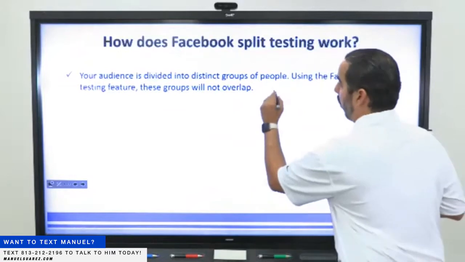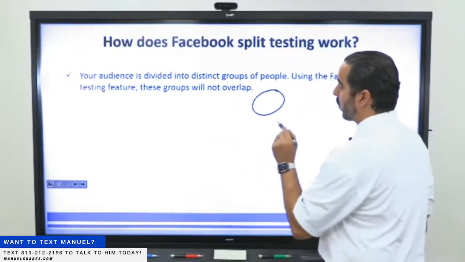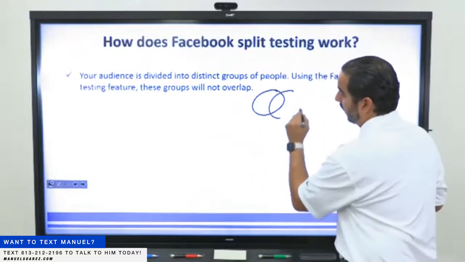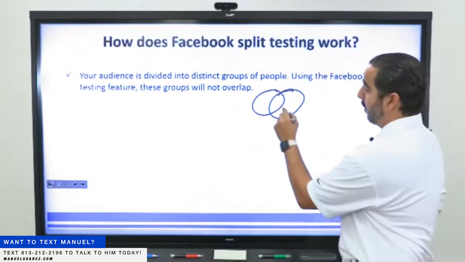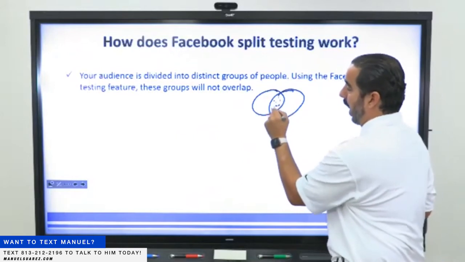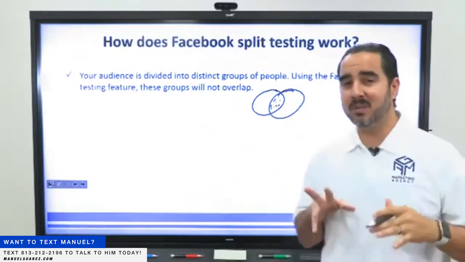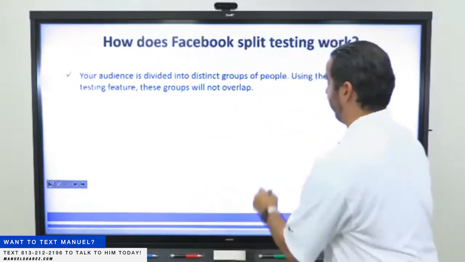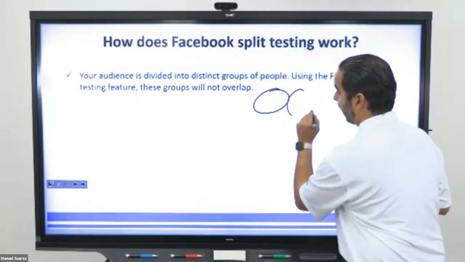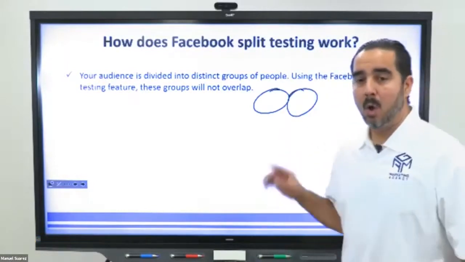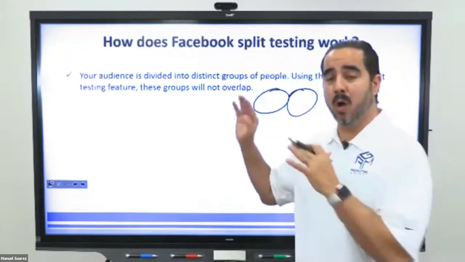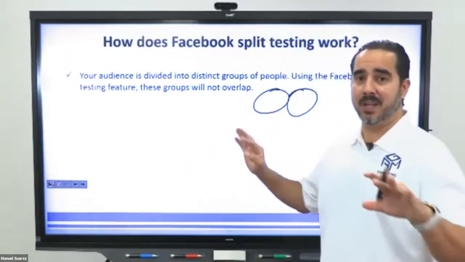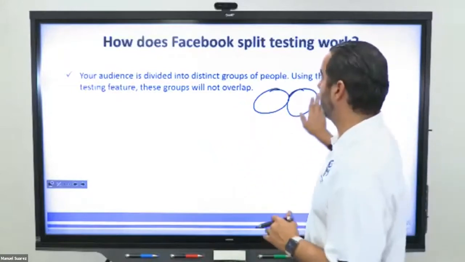So if you have one group over here, and you on your own set up another group, these groups tend to go like that, meaning that a portion of these people are going to be on both sides. When you use the split testing feature, this does not happen. What does happen is that you have 2 completely distinct groups that do not overlap. Overlap means that the audience in one group is also on the other group. With split testing, this is 100% eliminated. And that's one of the important things about this process.